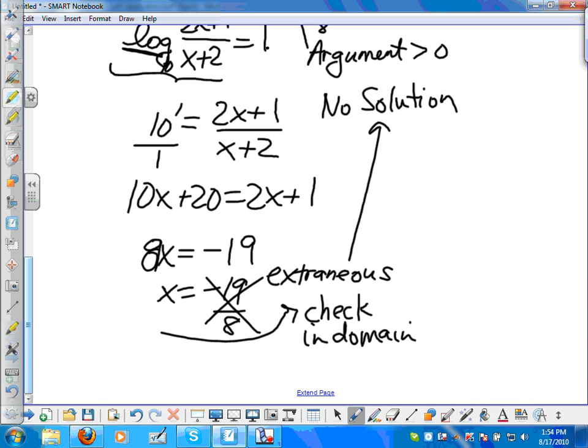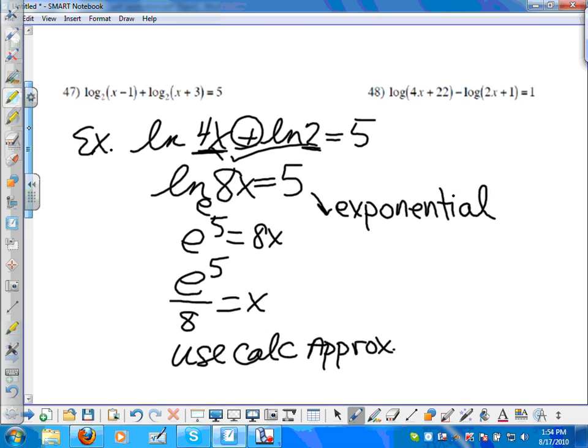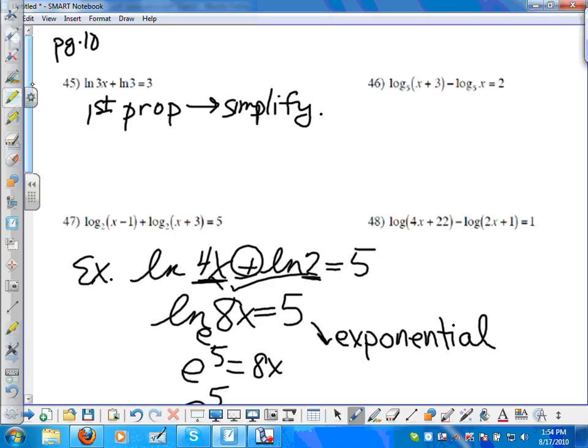All these 4 problems here are completed in much the same way. You need to make sure you check the domain before you start the problem, or at the end.